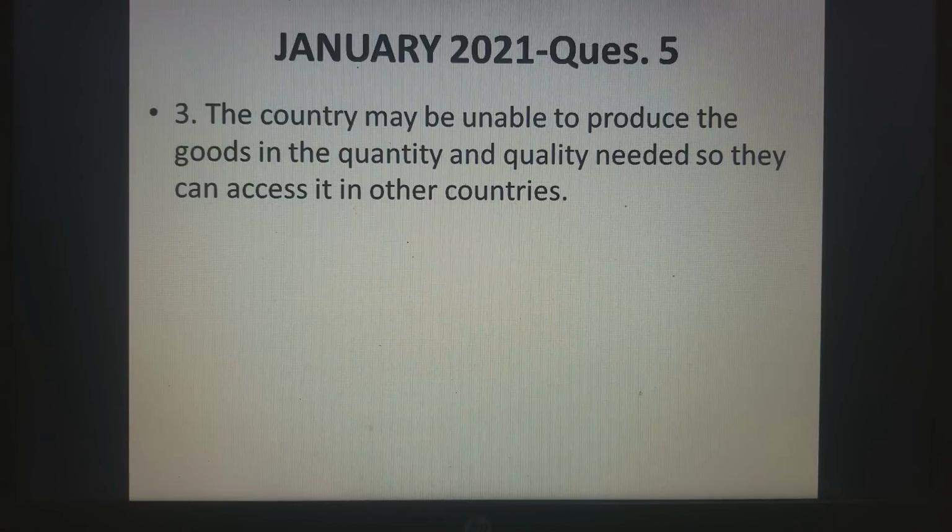So we're moving on. 3, the country may be unable to produce the goods in the quantity and quality needed, so they can access it in another country. In other words, these goods cannot be produced in the local country, and so they need it. They are unable to produce the goods in the quantity. In other words, they can't produce enough, right? For whatever reason it is, they cannot produce enough of those goods and quality of those goods that the citizens in the country would really want to access.